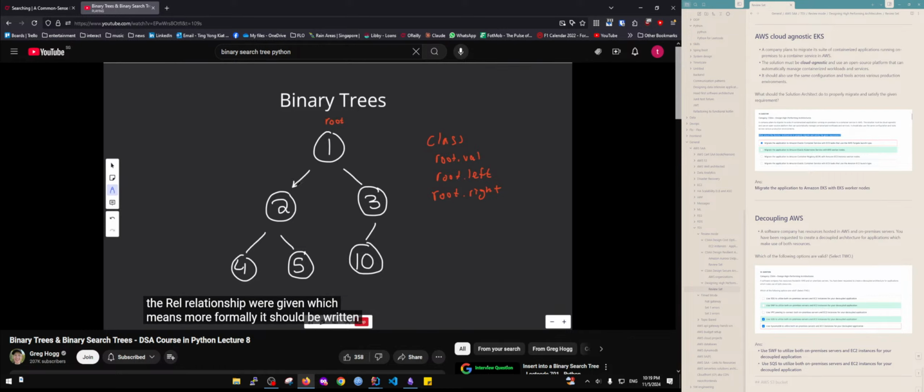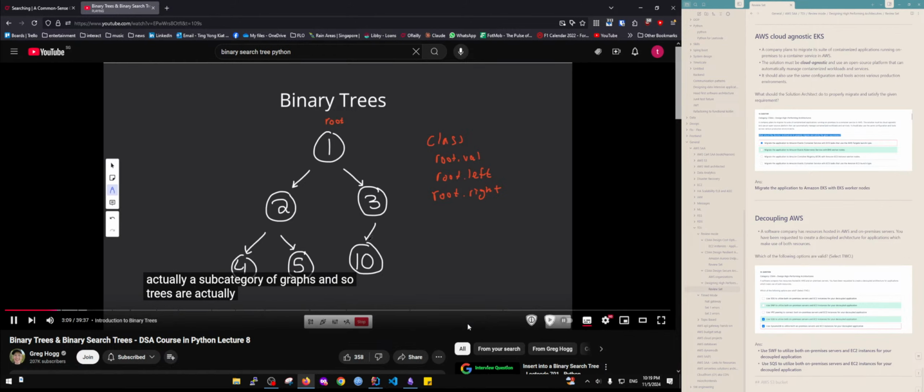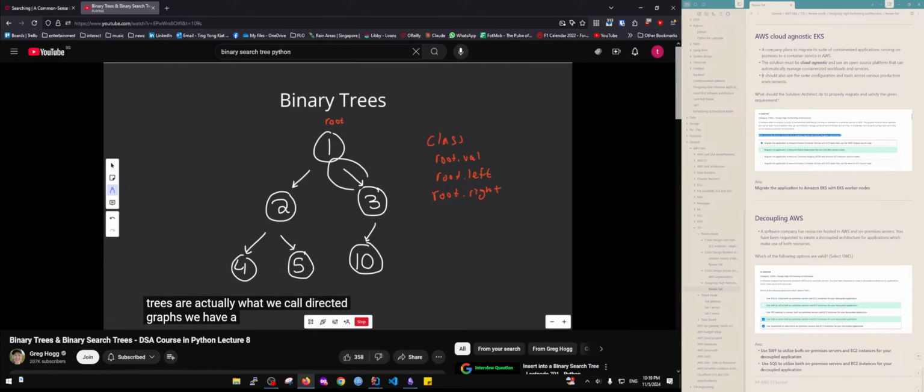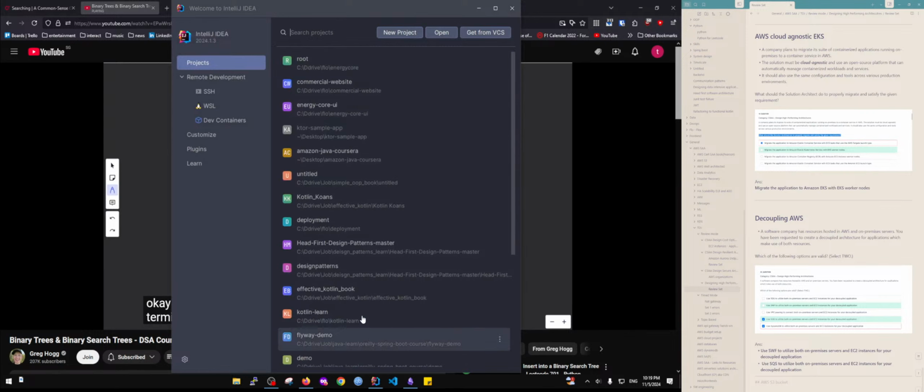which means more formally it should be written like this, because as we'll see, trees are actually a subcategory of graphs, and so trees are actually what we call directed graphs. We have a direction. From here you can get to over here, but from a child you can't actually get over to your parent. Again, in some implementations you could have that existing, but in LeetCode generally this is the class you're going to be given.